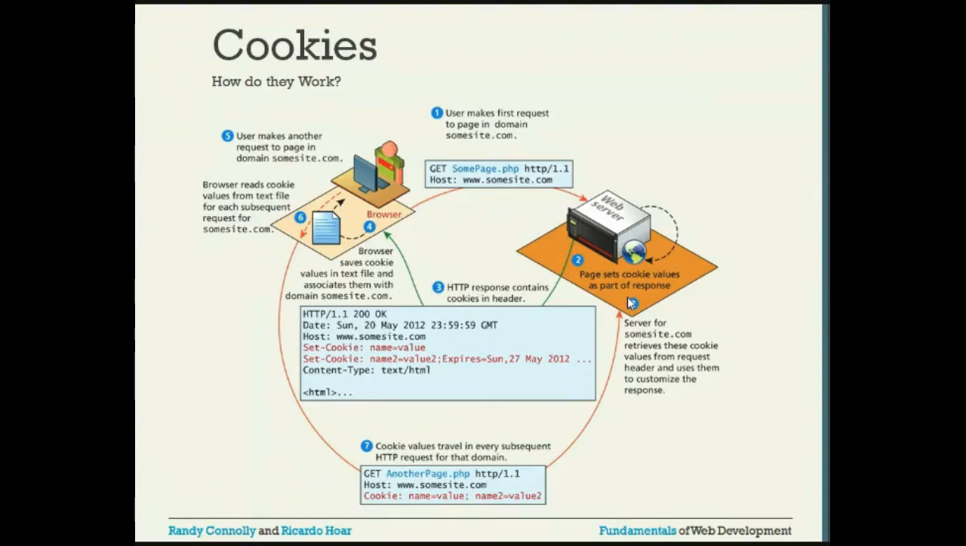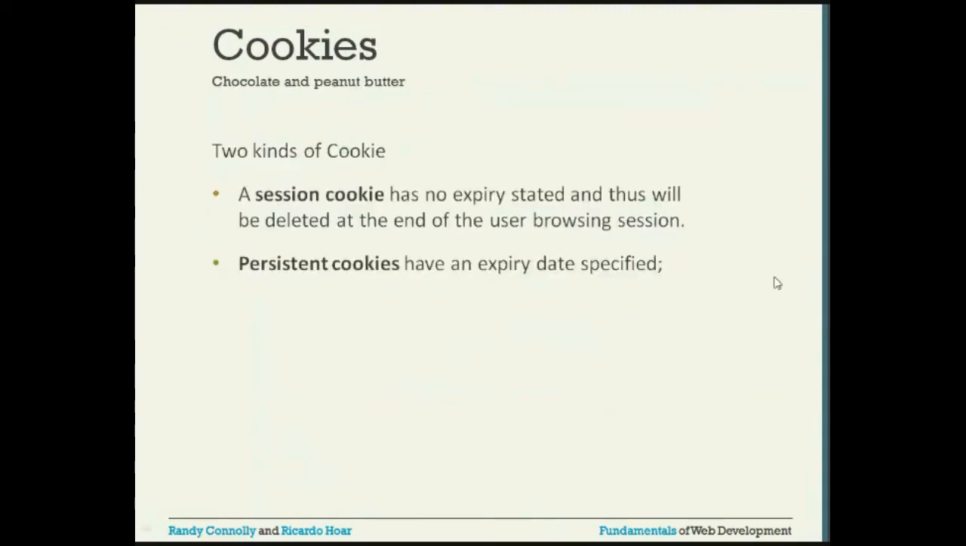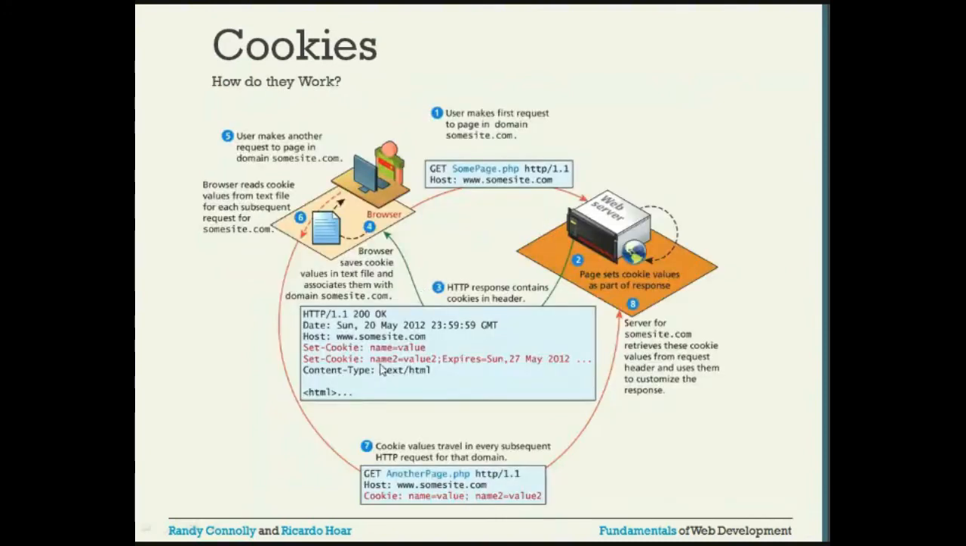There are two kinds of cookies. The first one is called a session cookie, and the second one is the persistent cookie. What is the difference between a session cookie and a persistent cookie? In our earlier example, you can see this particular cookie name 2 has an expiry date, and whichever has an expiry date is a session cookie, and this one doesn't have an expiry, that is called a persistent cookie.